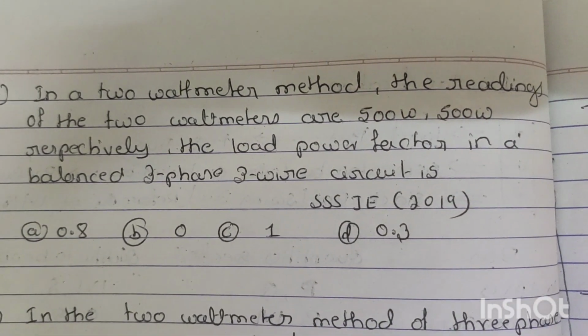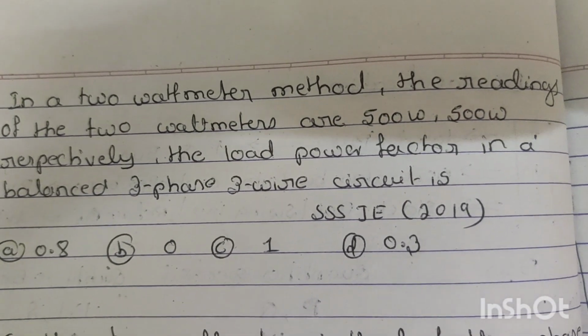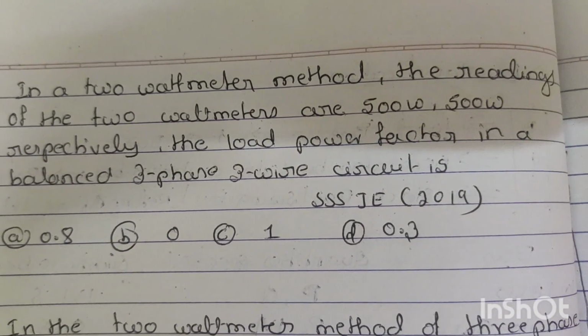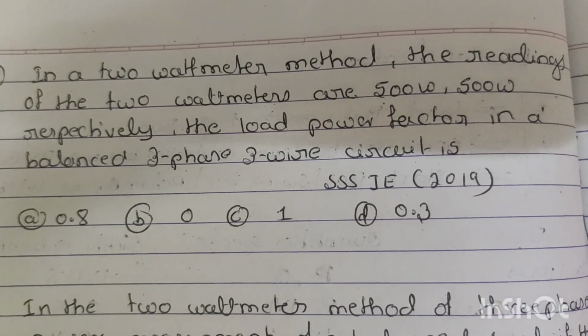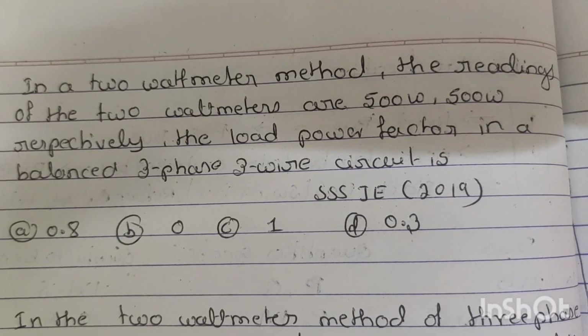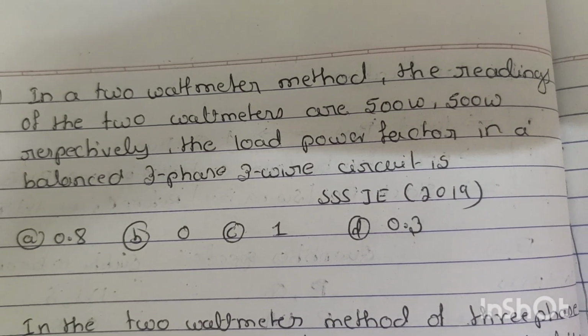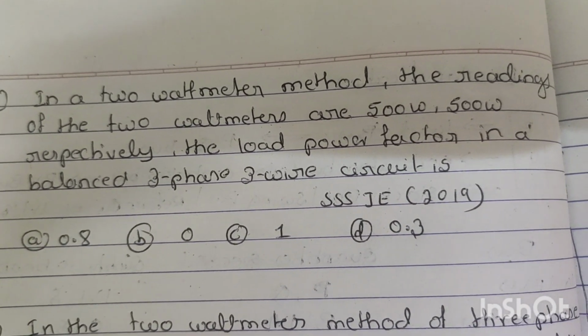The first question I have taken is: in a 2 wattmeter method, if the readings of the 2 wattmeters are 500 watt and 500 watt respectively, the load power factor in a balanced 3-phase 3-wire circuit is. This is a question from SSC JE 2019. Option A 0.8, option B 0, option C 1, option D 0.3. For this type of question, I have one table.